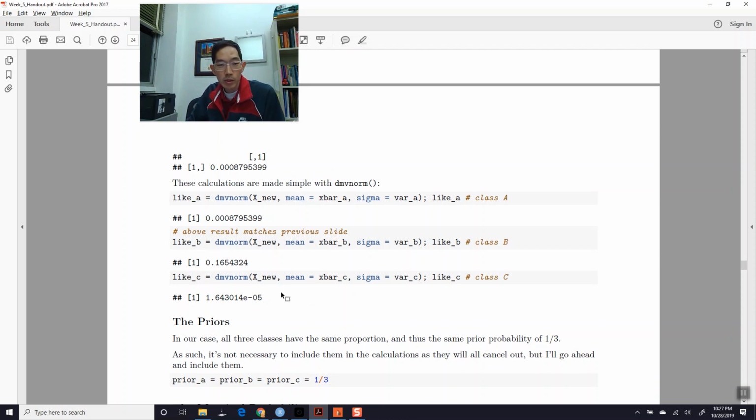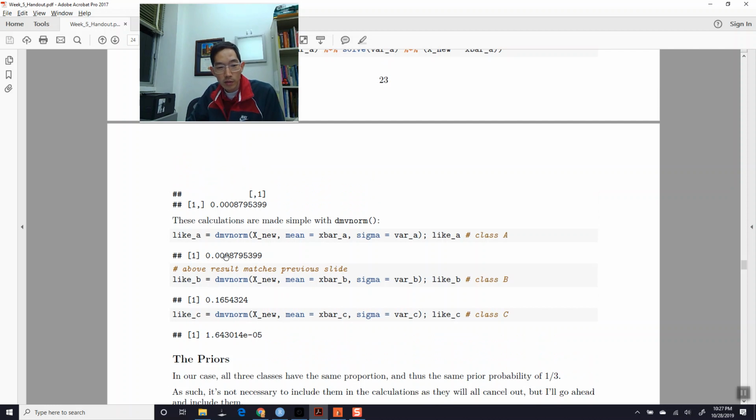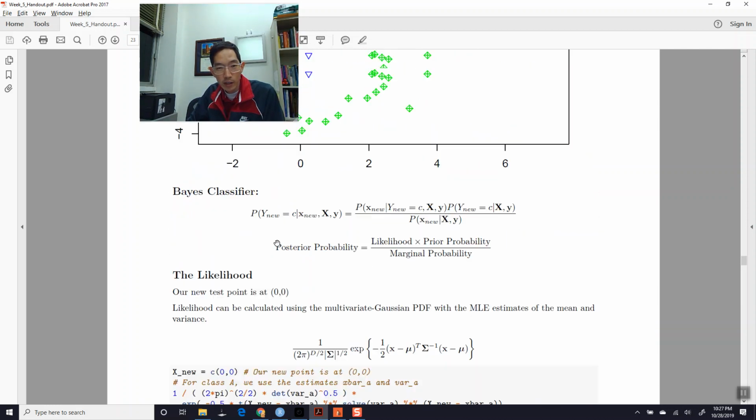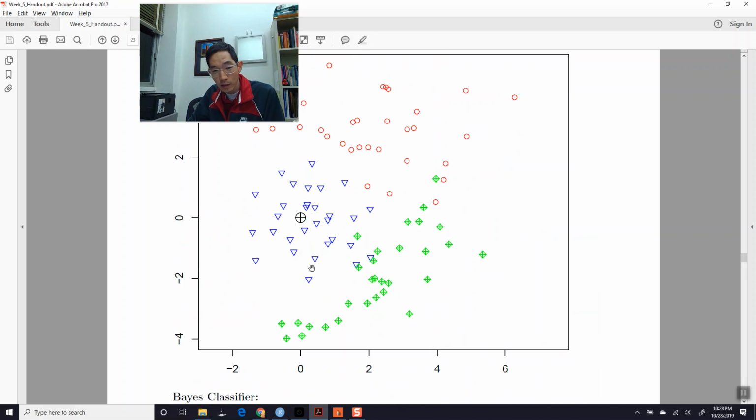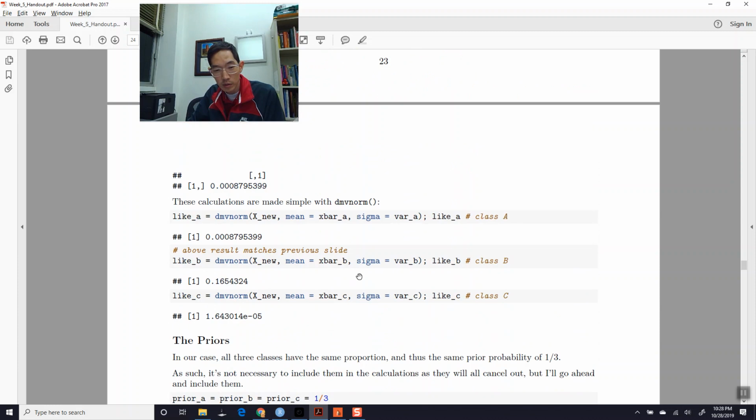And what do we see? We see that for the likelihood of class A, when we say, okay, well, how likely is it to be in the red class? It's pretty low. The likelihood of class B is pretty high, and the likelihood of this belonging to the green class is very low. Okay, so we're on the order of 0.0087 for the red, so very low. Class B, 0.165, so pretty high. Density for class C is on the order of 10 to the minus 5, very small.